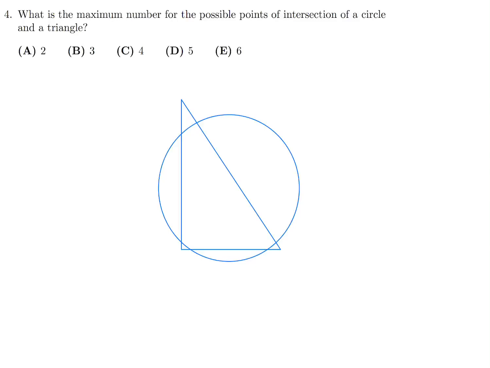So what I quickly drew, let's see how many intersection points. I've got one here, another one there. On this side, I've got one here, and I've got another one there. On this side, I've got 1 and 2. So the total intersection points I've got is 6. And of the answer choices, that's the biggest one. So we know we're right. 4 is E.